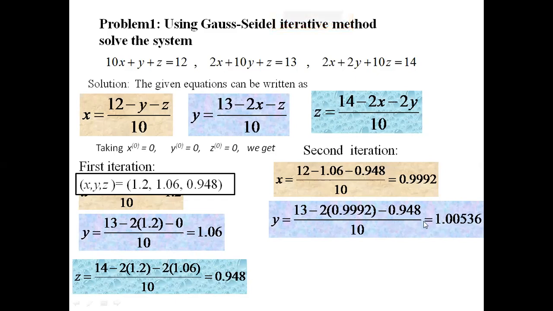If any correction is there, you can correct it. So this value I found is 1.00536. Now to get z, what to do? For x and y, you got new values in the second iteration. Substitute those values here.